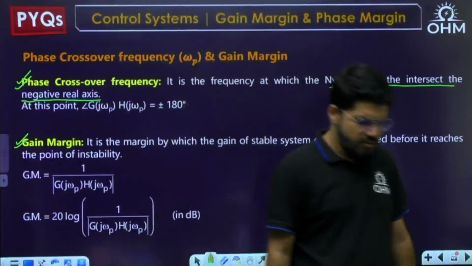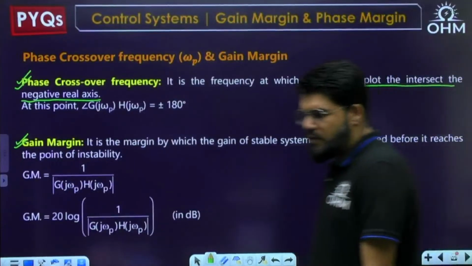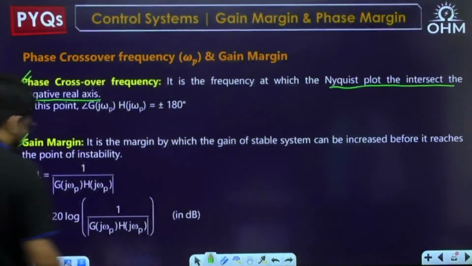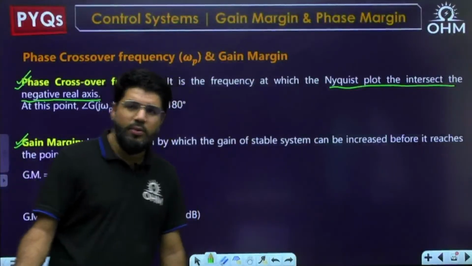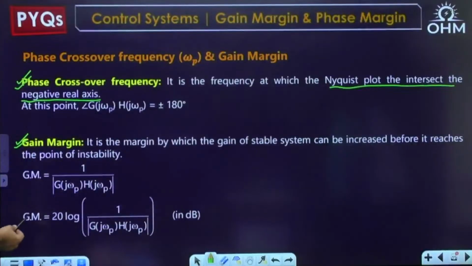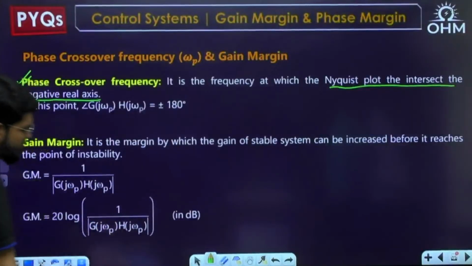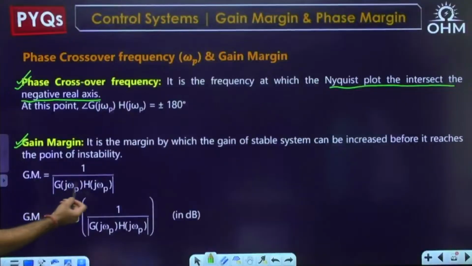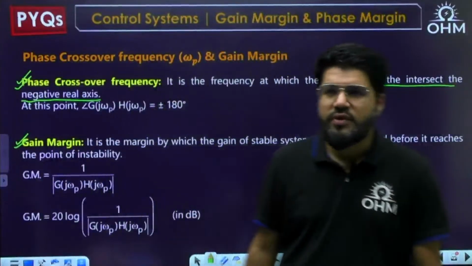It is plus or minus 180 degrees, right? Now, commonly the gain margin is also expressed in decibels, because Bode plot analysis requires a log scale. So the standard unit of gain margin is decibels, that is 20 log of 1 upon mod G(j omega p) H(j omega p). What is this? It is the magnitude of G(s)H(s) at the phase crossover frequency omega p.